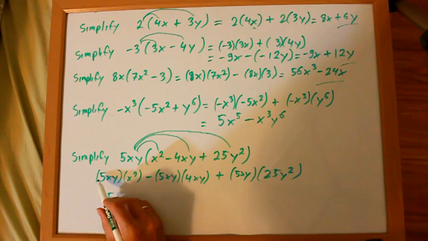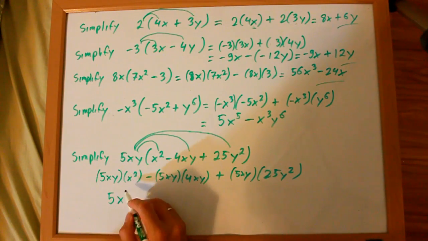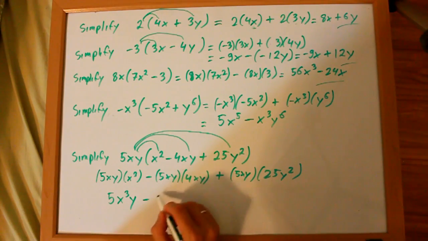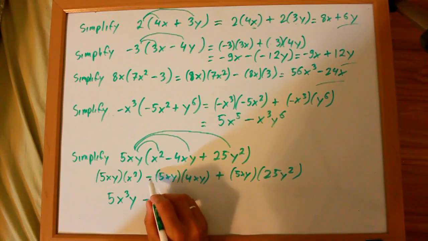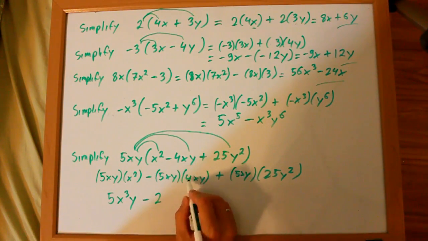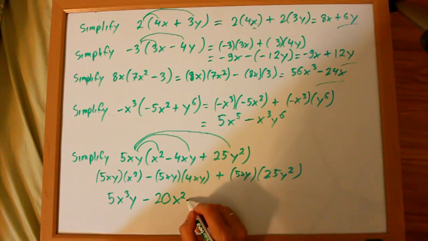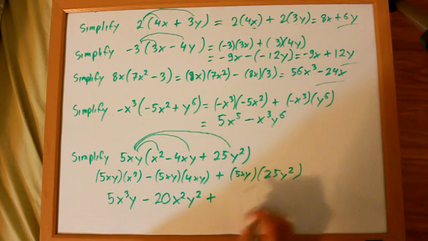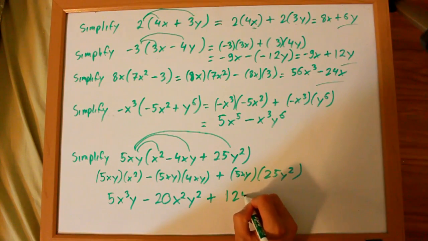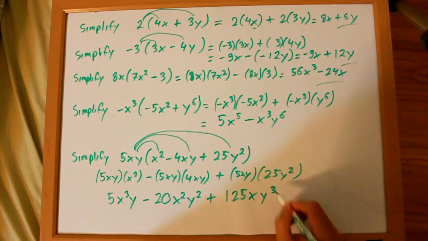5 times 1 is 5x cubed y, minus. It's going to be a negative because it's positive in here and there's a negative outside. So minus 5 times 4 is 20, x and x squared, y and y squared, plus 5 times 25 is 125, x by itself and y cubed.